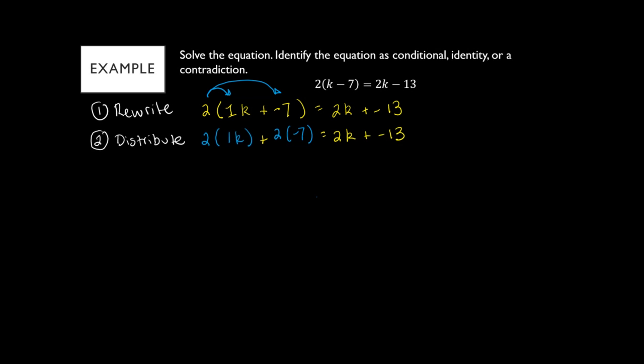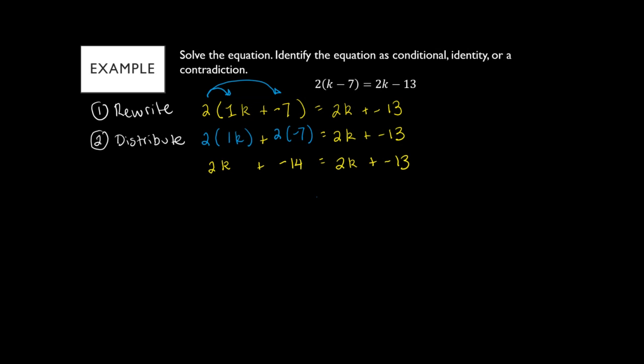So part of the distributive property is literally doing that multiplication. So we'd have 2 times 1k. And we use the associative property that we learned last week to group. Instead of grouping the 1k together, you can group the numbers together, 2 times the 1. And that is what allows us to actually multiply these together. So we get 2k plus, and then 2 times -7 is -14, equals 2k plus -13.